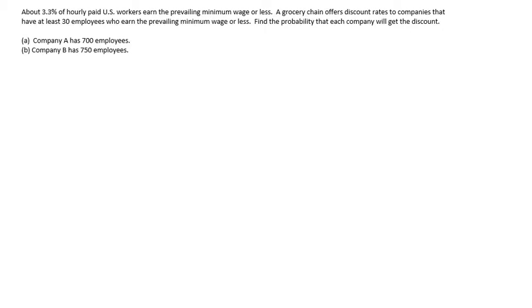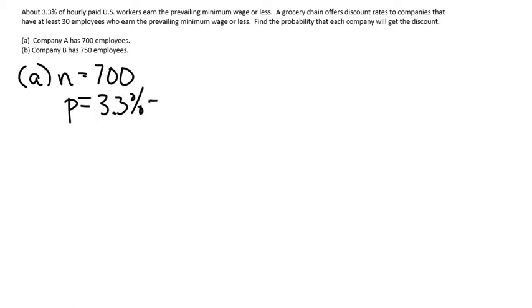In this problem, we're going to use the normal approximation to binomial distributions. But before we do that, we must verify that we can use that normal approximation. So first, let's list out our variables. For part A, N is going to be 700. P is going to be the probability. That's 3.3%, which in decimal notation is 0.033. We also need to list out Q. Q is 1 minus 0.033, which is 0.967.